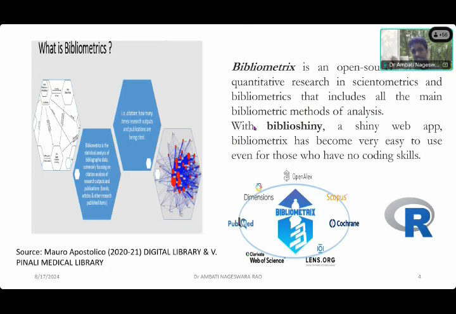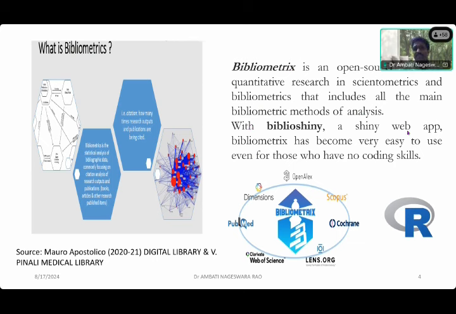As a part of this session today, we are going to discuss Bibliometrix. Bibliometrix is another name for Biblioshiny. Bibliometrix is an open source tool for quantitative research in scientometrics and bibliometrics that includes all the main bibliometric methods of analysis. With the help of Biblioshiny, that is, the Bibliometrix open source software, we are going to understand how one can write a bibliometric research paper.